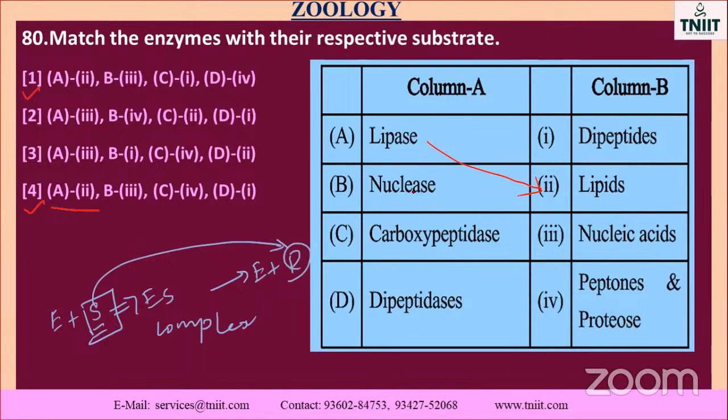What about nucleases? Nucleases act upon nucleic acid, which we already know. Carboxypeptidase, what is the meaning of carboxypeptidase? Dipeptidase only acts upon the dipeptide. Carboxypeptidase is one of the enzymes acting on peptones and proteins. So 2, 3, 4, 1.